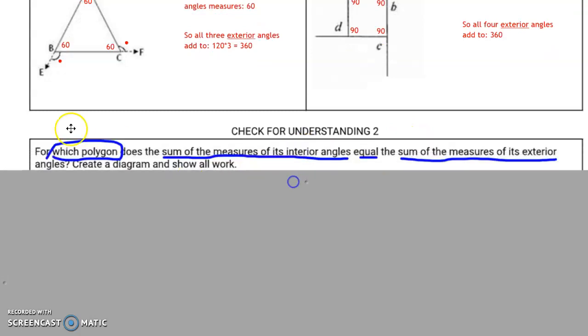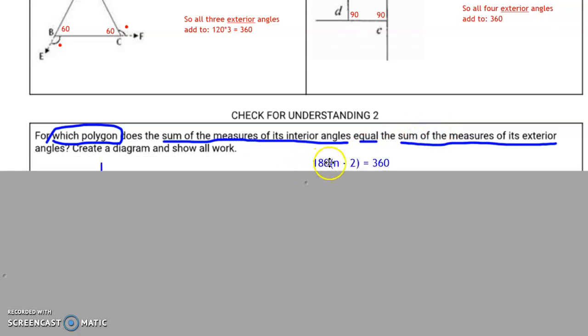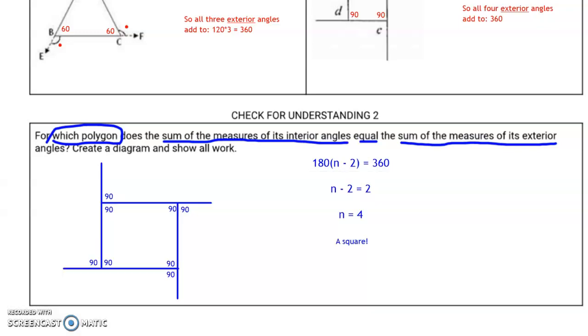All right, it asks for which polygon the sum of the measures of its interior angles is equal to the sum of the measures of its exterior angles. You know this formula already. We had it on the top of this page. And the exterior angles, well, we just talked about, is going to be 360. So 180 times n minus 2 is equal to 360. All we've got to do is solve that equation. We get n equals 4. N equals 4 gives me that it's a square. And here's the diagram that proves it. In this square, all of the interior angles sum up to 360. All of the exterior angles also sum up to 360.